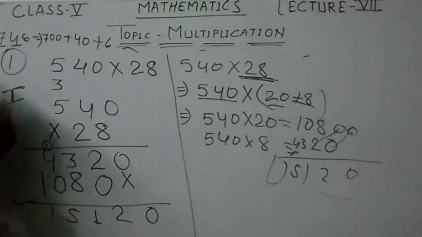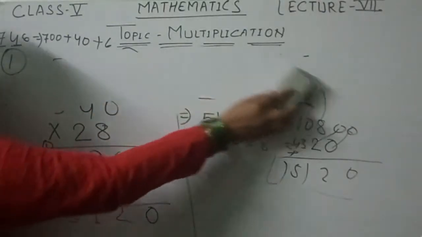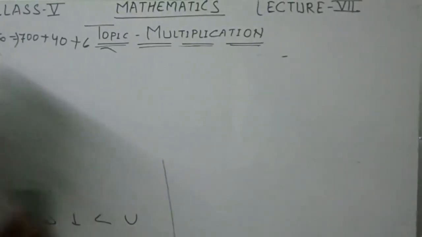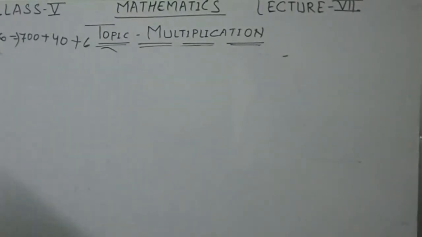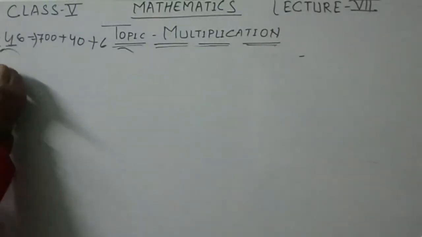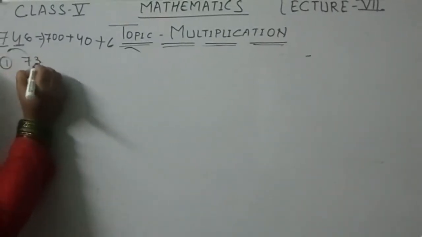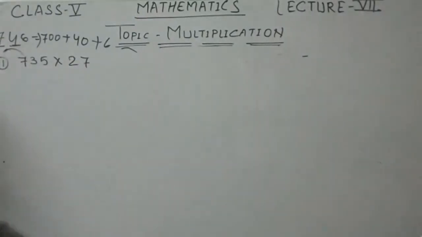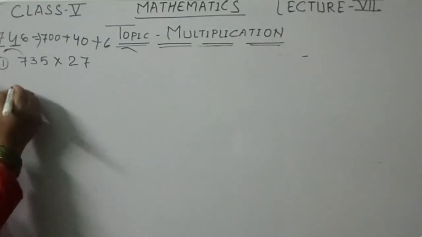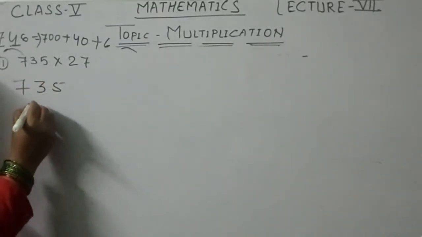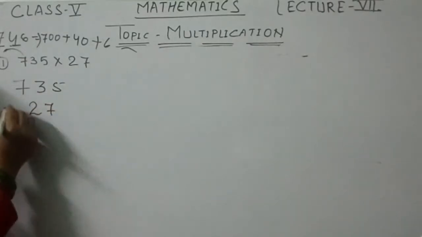Once again I will take another example from your book. See the exercise given here. 735 multiply 27. 735 multiply 27. What I told you, first we have to multiply the simple way. 735, and what do we have to write down? 27. Multiply this one. Okay.